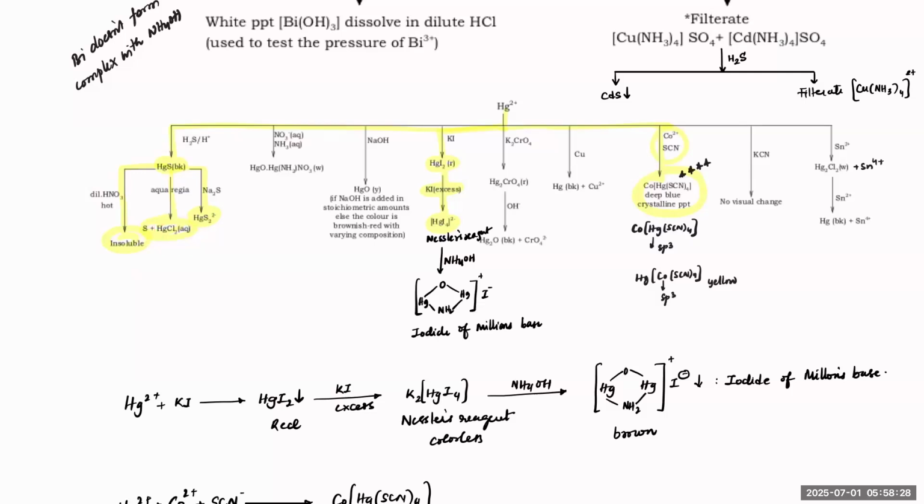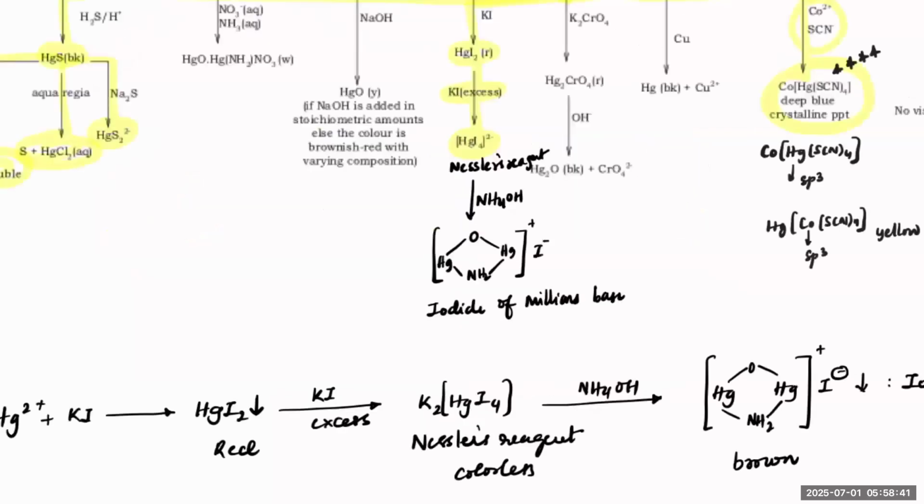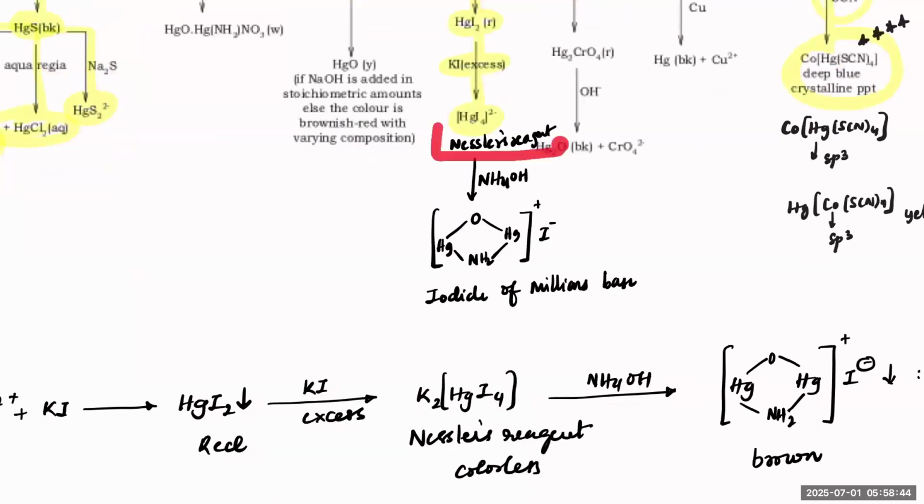Okay. And if you react with KI, we just learned this, it is the same thing. HgI2 will be forming. With excess of KI, you will get HgI4 2-. HgI4 2- is what we call Nessler's reagent. This is called Nessler's reagent.